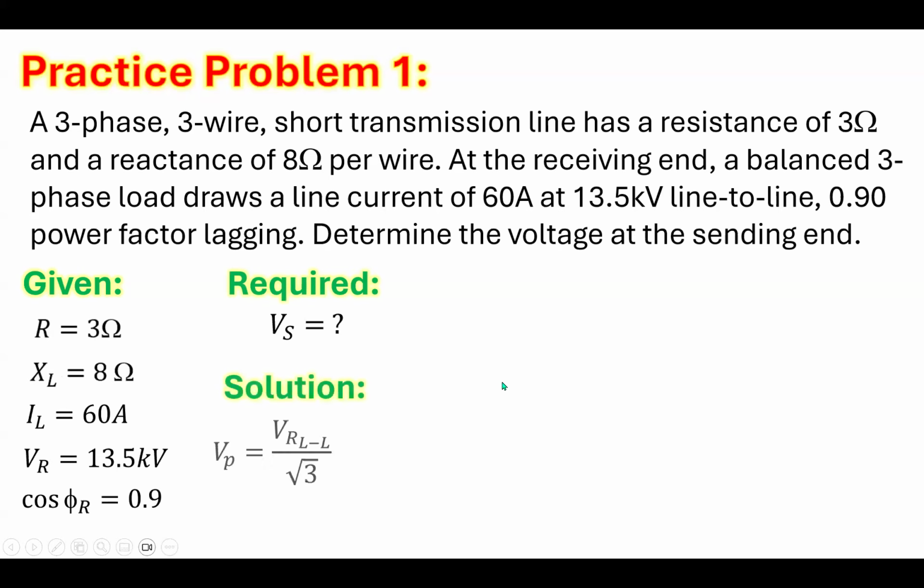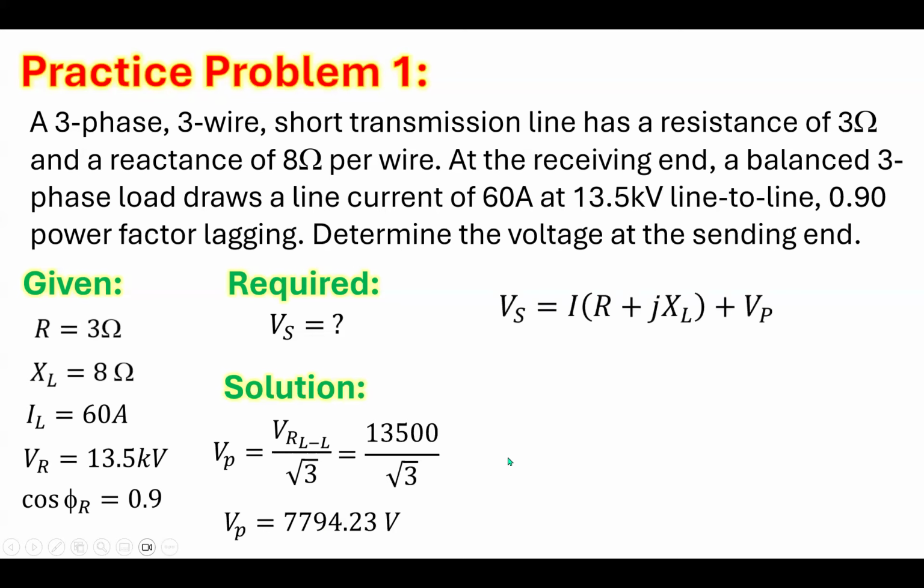So for our solution, we need to solve first the line to line base voltage, that is the receiving voltage, the line to line receiving voltage, all over square root of 3. So 13,500 volts divided by square root of 3, that will give us a phase voltage of 7,794.23 volts.